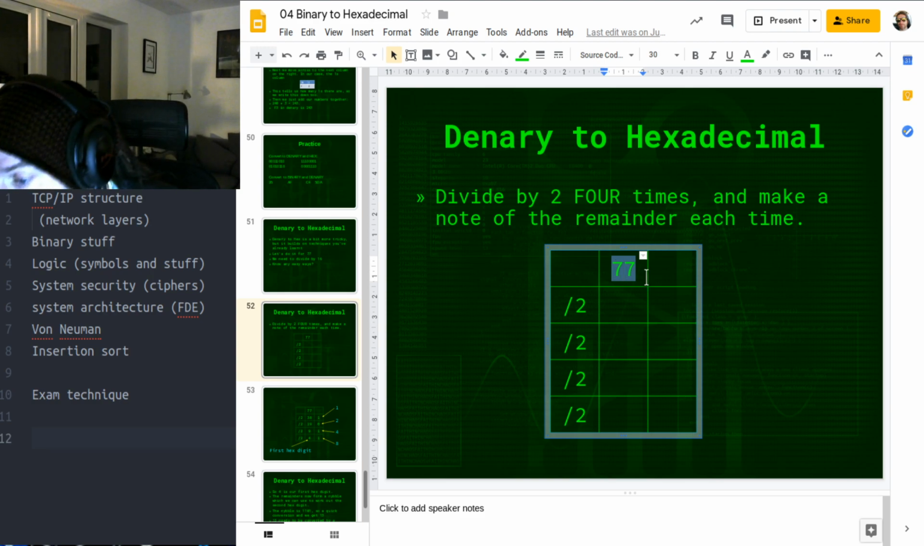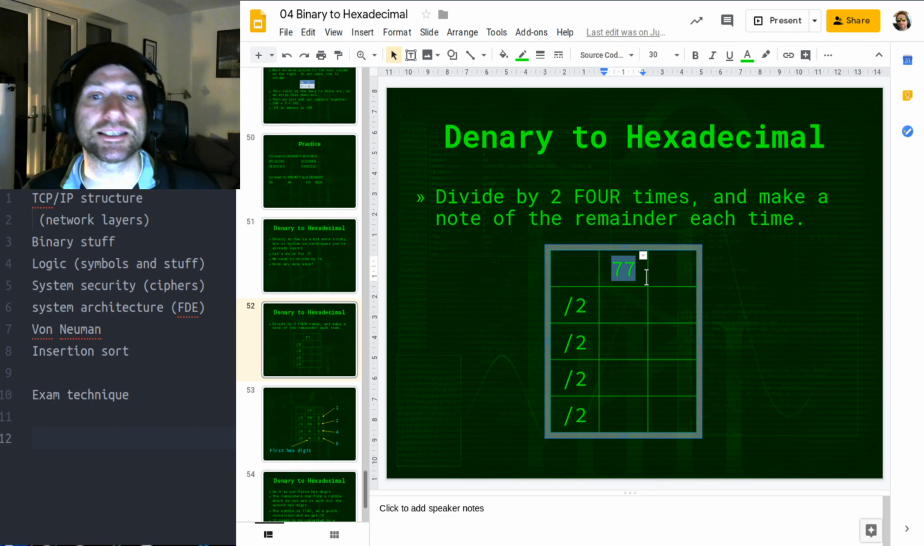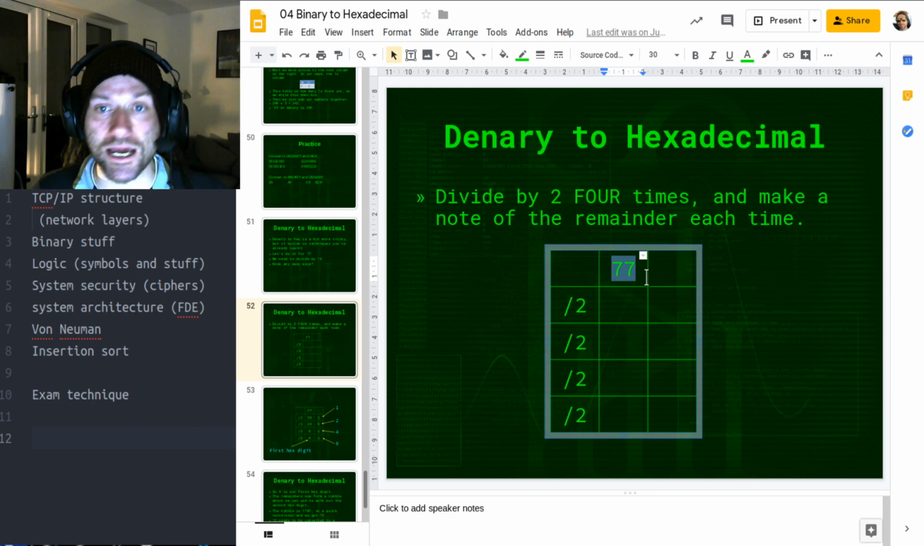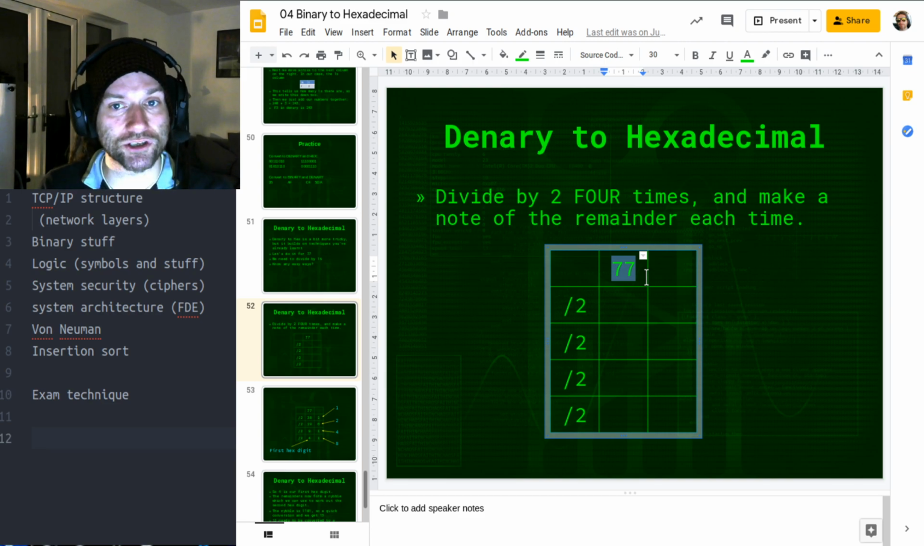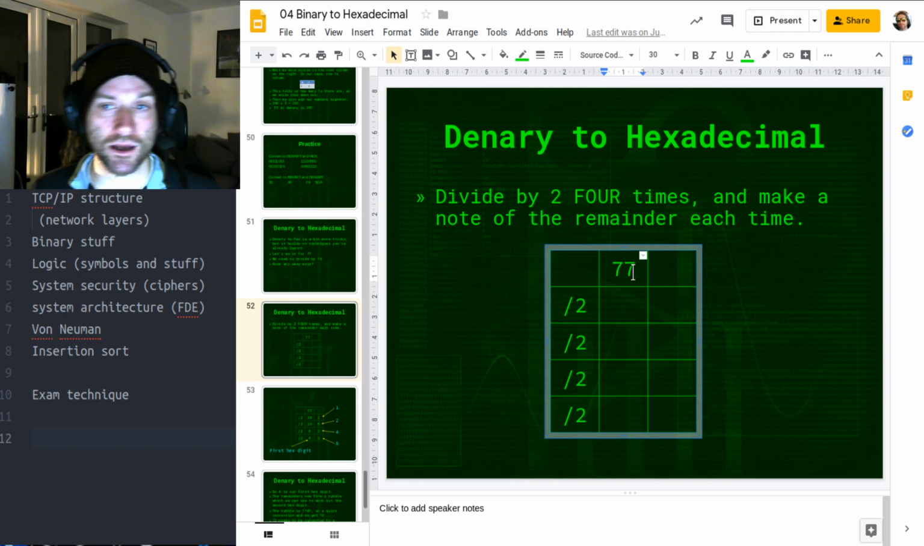What does hex go up to? It's 0, 1, 2, 3, 4, 5, 6, 7, 8, 9, A, B, C, D, E, F. F is the highest, 15. It can't go beyond that because 16 in hexadecimal is 10. Okay, so we are going to convert 77 here.